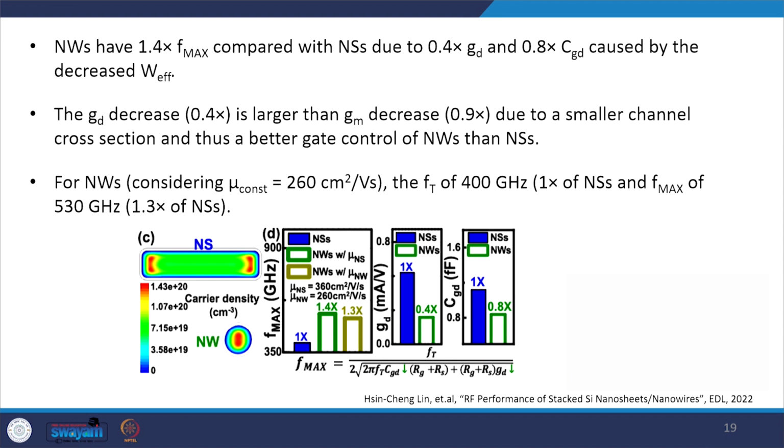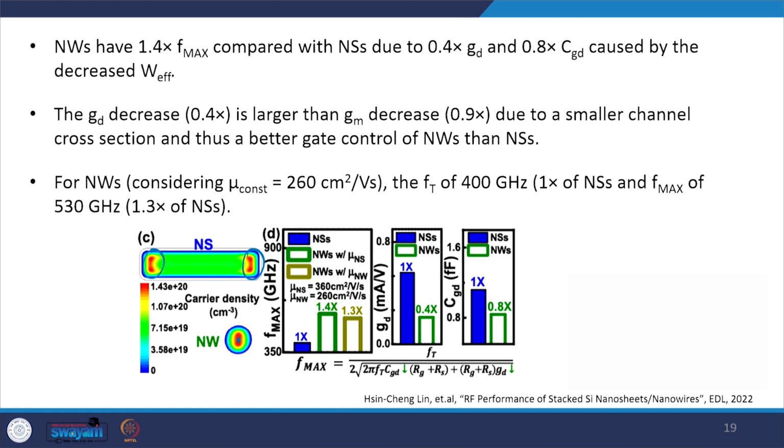Similarly, nanowires have approximately 1.5 times larger F max compared to nanosheet FETs, and that is primarily because of an increased value of GD, the drain conductance, and an increased value of CGD, which is caused by the effective decrease in the value of effective width, right. And these figures are all available in this research paper, which is quoted here.